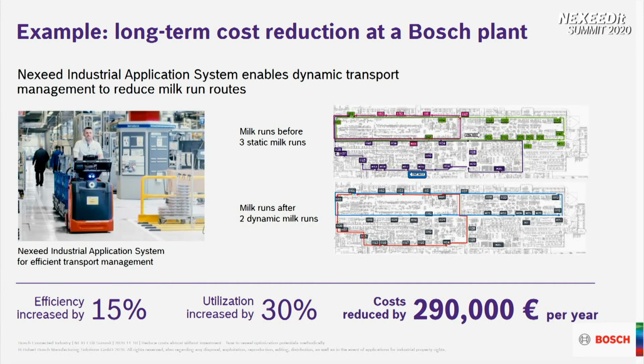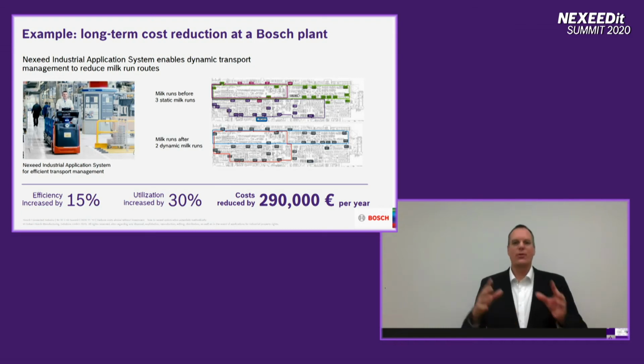The next example I would like to give you, my colleague Niels already mentioned. Here we use the Nexeed Industrial Application System for the optimization. Here we could go from 3 very static milk runs in a very good lean optimized factory down to 2 dynamic milk runs. We could eliminate 1 complete milk run. In this example, we use the artificial intelligence we already mentioned. And by the dynamicization, meaning different stops and different planning algorithms behind that, we could increase the efficiency by 15%.